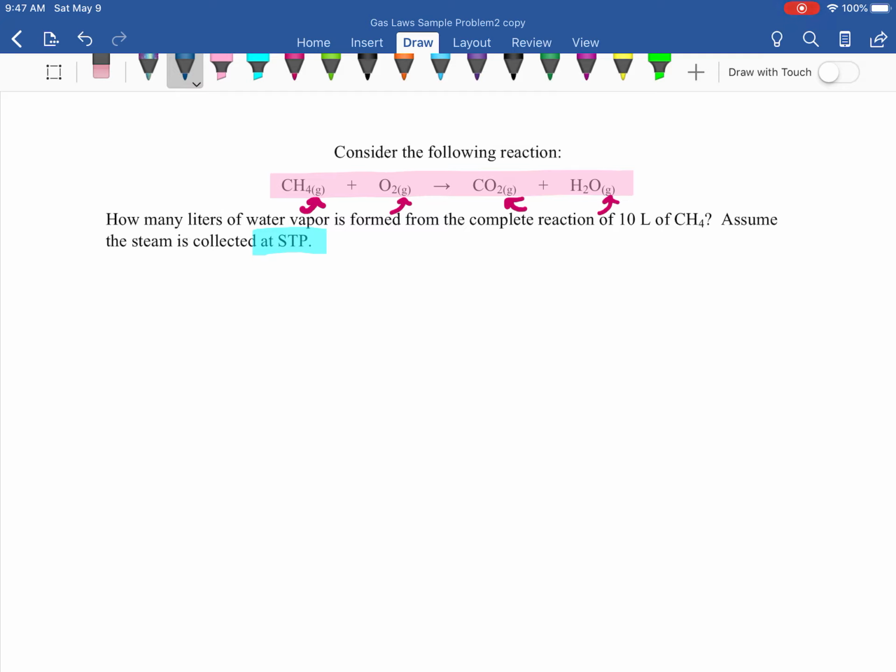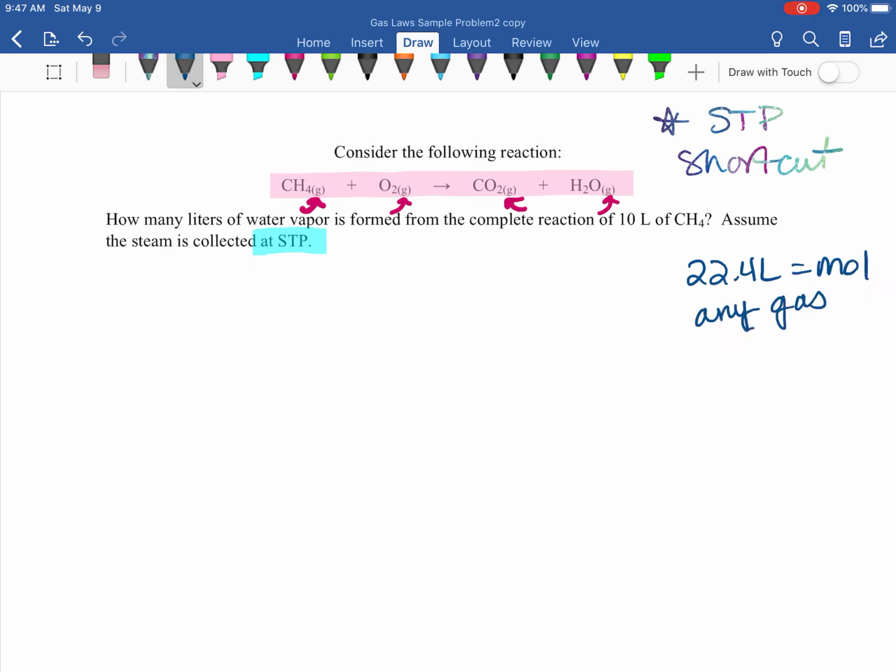My eye goes straight to STP. And why do we care about STP? Whenever you see that you are at STP, we get a shortcut. And that shortcut is a unit conversion from Avogadro. Thank you, Avogadro. That shortcut is 22.4 liters of gas is a mole. And remember, this is awesome because it's any gas. All right, let's take a look at our question then.